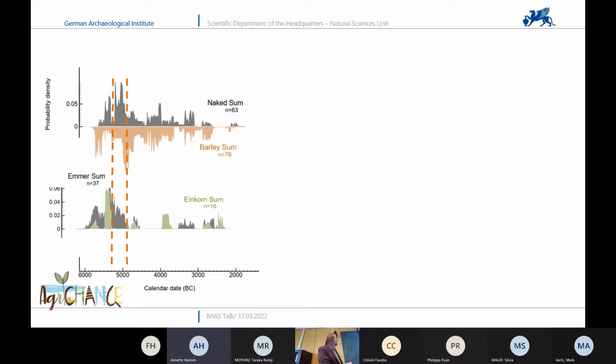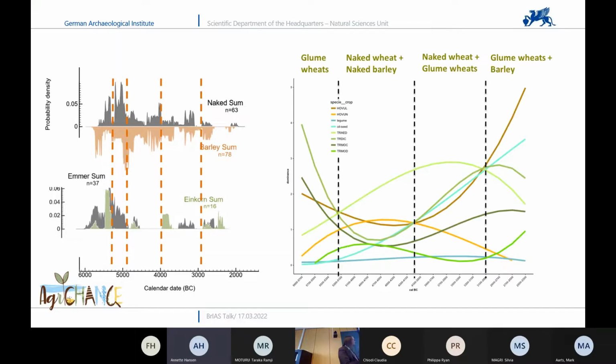Then we have a phase with quite a lot of naked wheat dates, followed by a period with a lot of naked barley and naked wheat and almost no glume wheats. And then sharply around 4000 BC, the glume wheats increase. When we looked at the archaeobotanical data and also present them in a chronological axis, we get a very similar pattern.